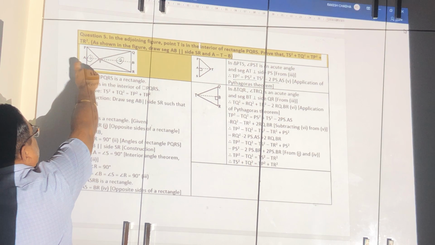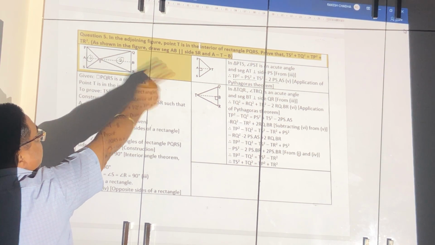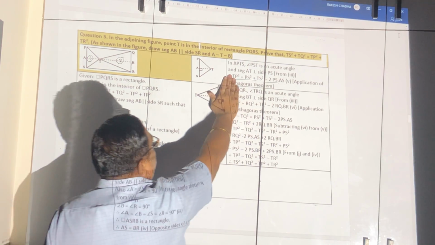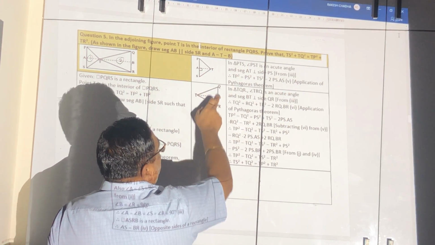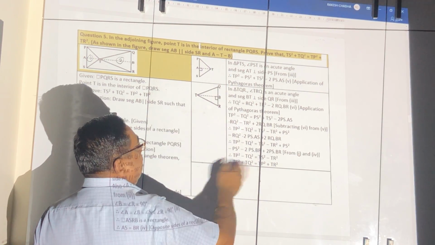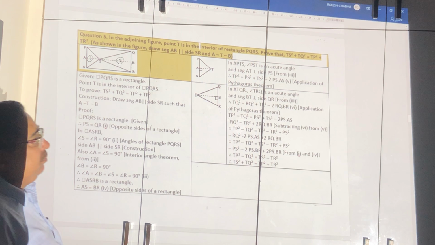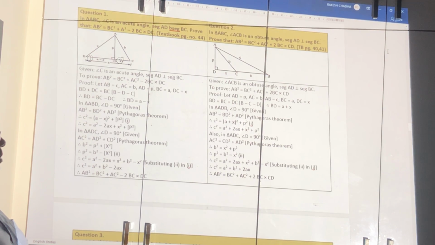First, prove the small quadrilateral is a rectangle, so that the small parts are equal. Then use application of Pythagoras for triangle number 1. Then use application of Pythagoras for triangle number 2. Subtract 1 and 2 and substitute. Nothing else. And this is 4 marks. Please practice nicely. This is one of the hardest sums of the book.